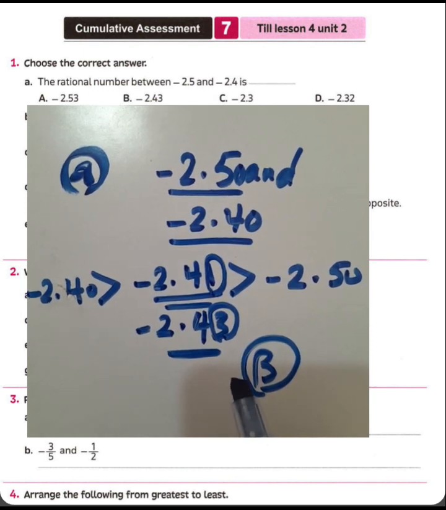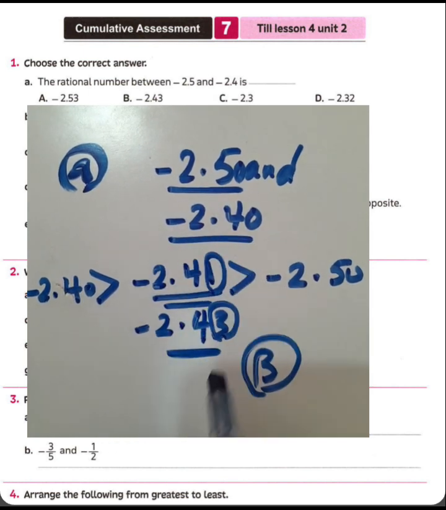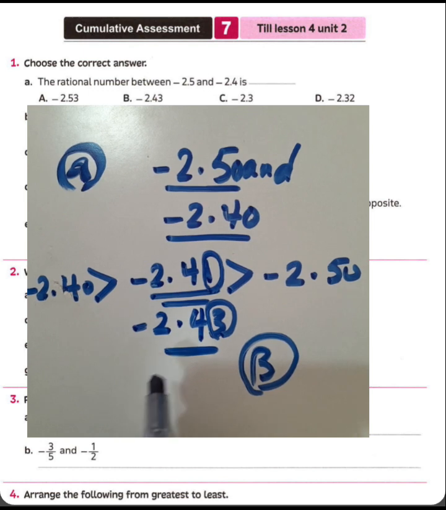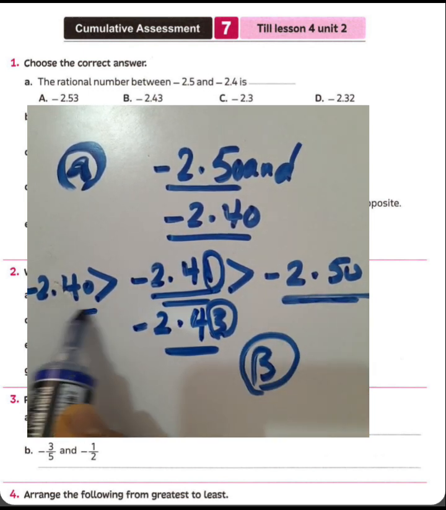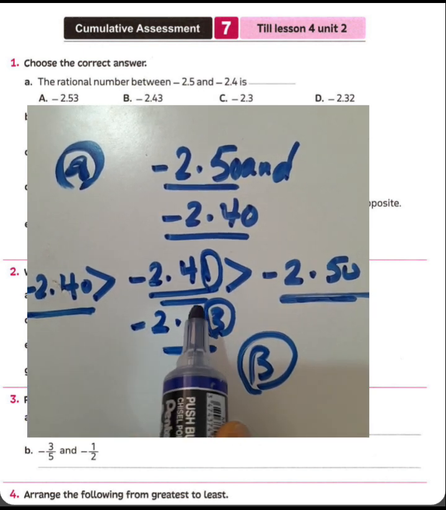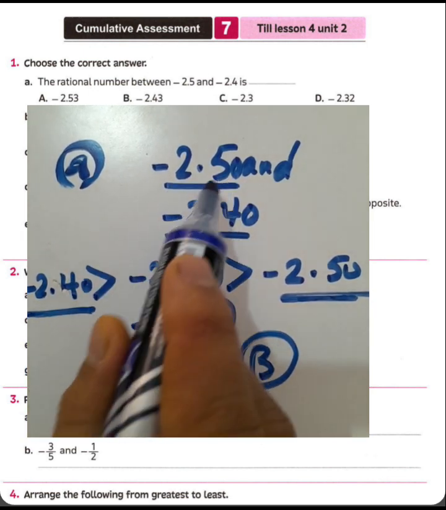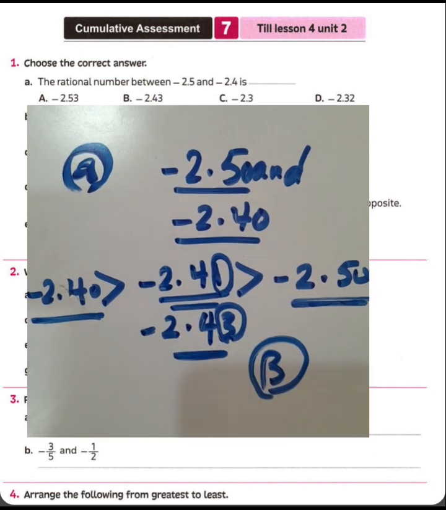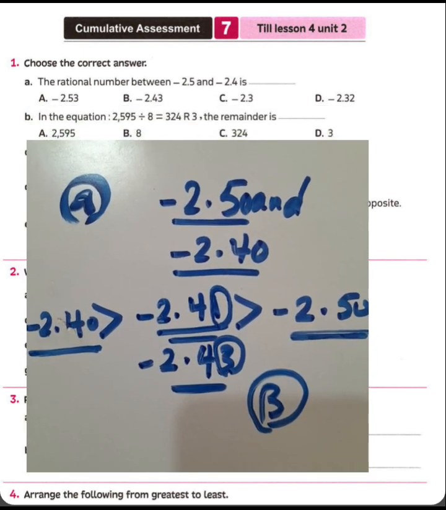The rational number that lies between negative 2.5 and negative 2.4 will be negative 2.43. Understood? We add 0 behind this number and 0 behind this number, and we can find a lot of digits, infinite numbers, between negative 2.5 and negative 2.4. Choose letter B for question A.